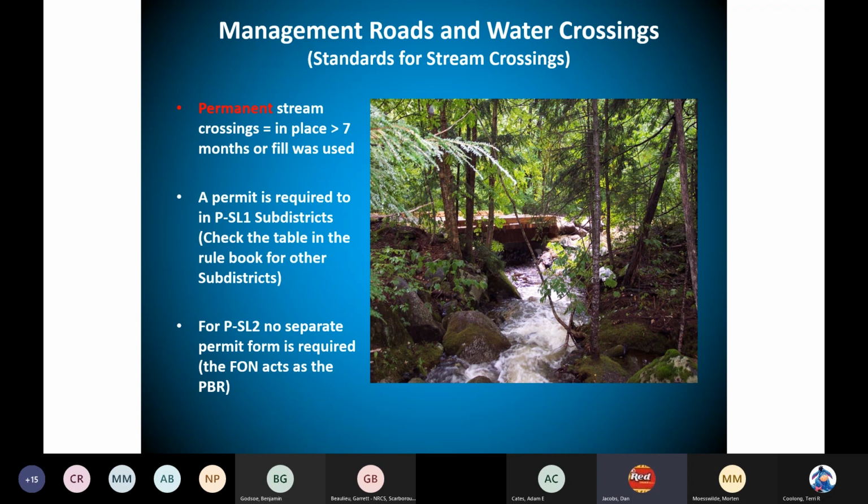When you're crossing a PSL2, there is no separate permit application or permit form required. So when you cross a small stream with a permanent structure in the organized towns, like what Adam was talking about, there is a permit by rule form that needs to be submitted. In the unorganized towns, the forest operations notification, as long as it's filled out appropriately, correctly, and indicates your stream crossing, acts as the PBR. So in this case, if you notify using our notification system and you build your crossing to permanent crossing standards in Chapter 27, you don't have to fill out a separate form.